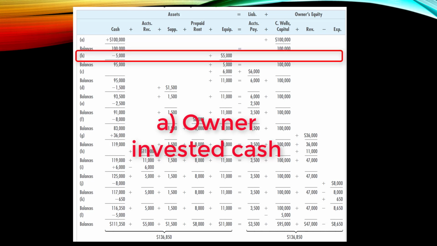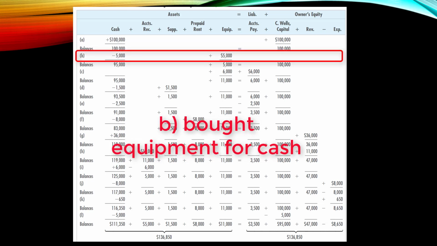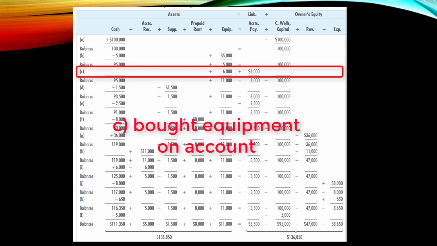In transaction B, we can see that the company purchased equipment using cash. How do we know this? The equipment went up by $5,000 and the cash went down by $5,000. In transaction C, the company purchased equipment on account or on credit. How do we know this? We saw both the equipment go up and the accounts payable go up.